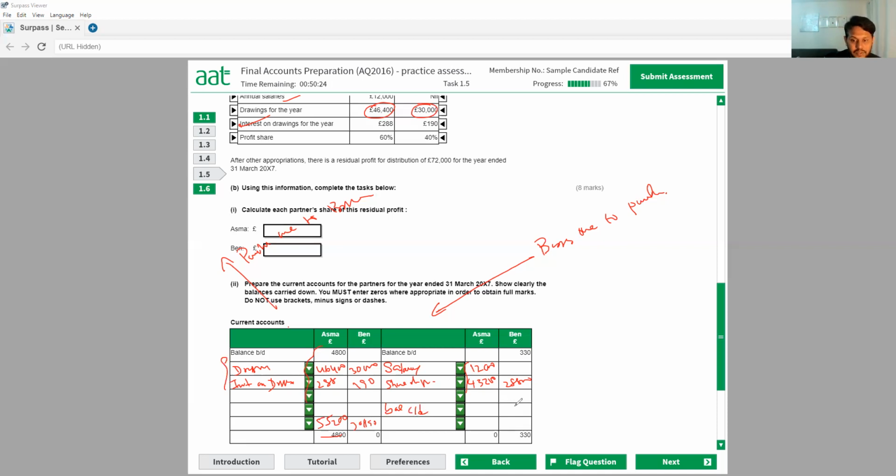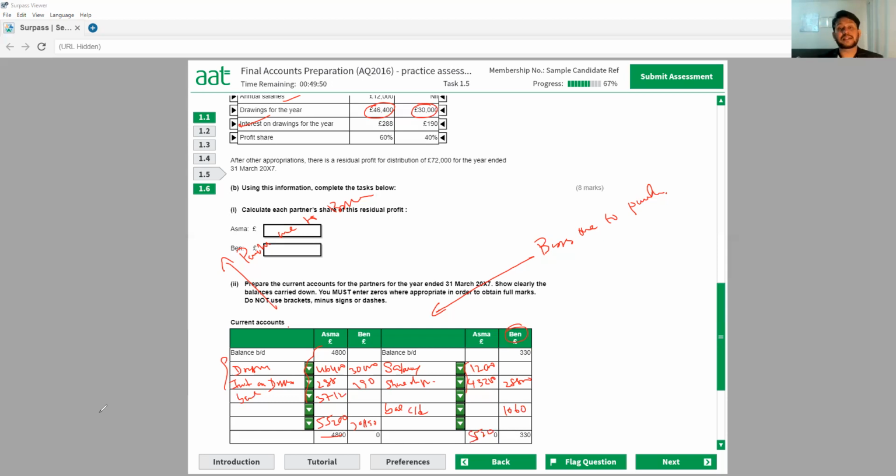So we can see here 28,800 plus 300. So for Ben, the credit side is shortest. So balance c/d will be here 1,060. And for Asma, we can see our credit side is higher. So 43,200 plus 12,000 is 55,200. So the shortest is the debit side. So balance c/d is 3,712. So balance c/d is basically the shortage.